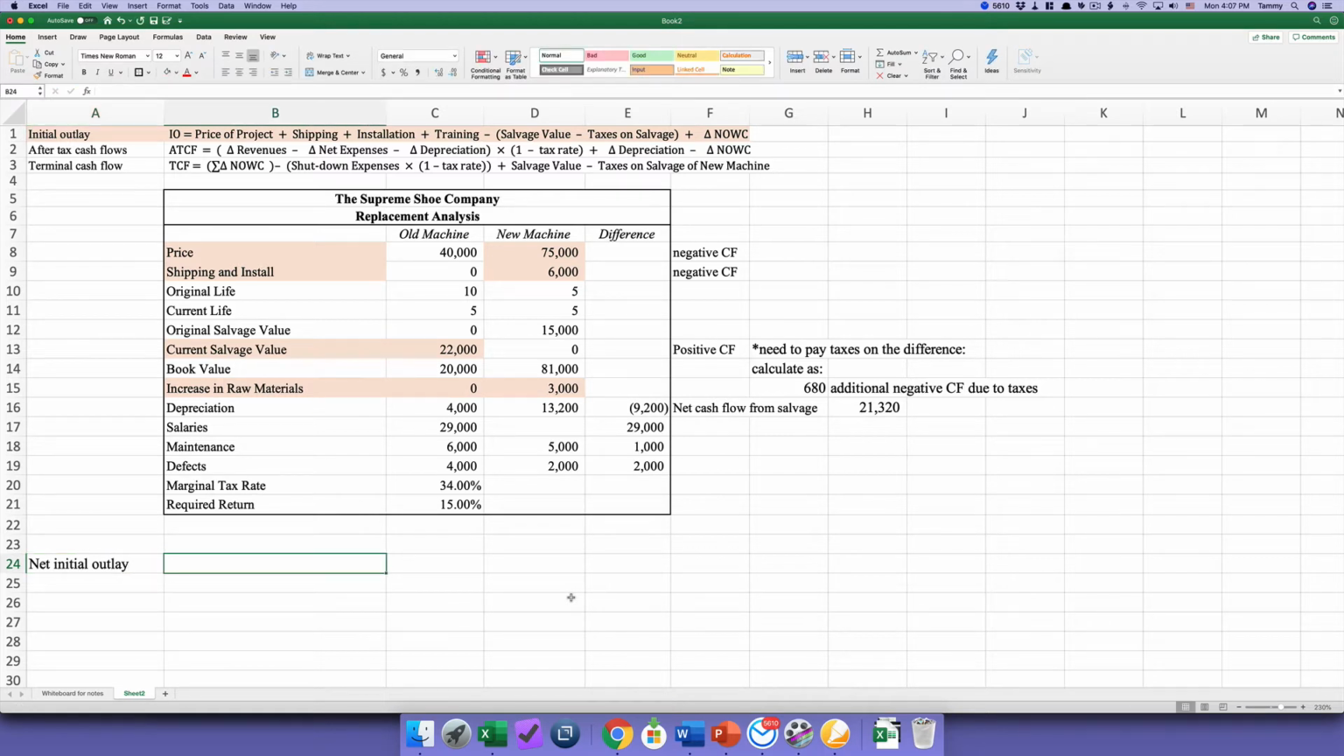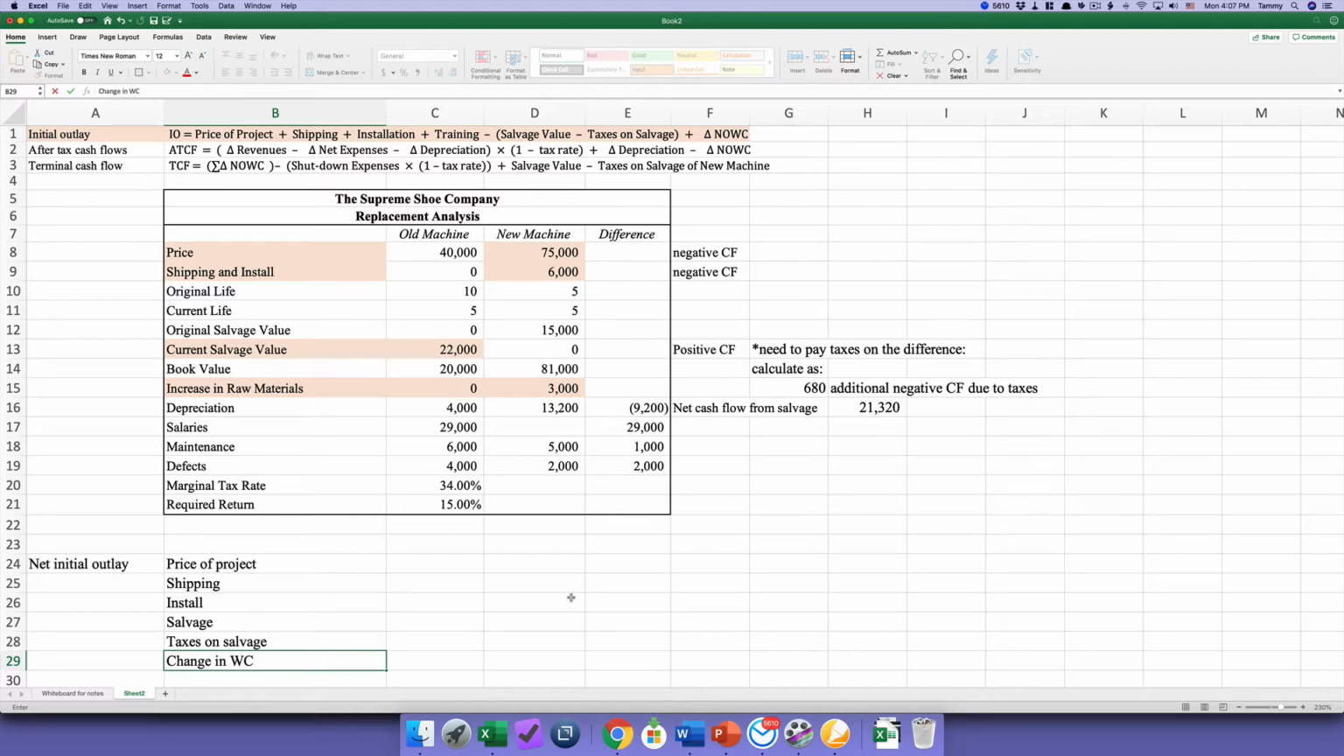Okay, let's make a whole lot of lines here. The price of the project, shipping, install, salvage, taxes on salvage, and change in working capital. Okay. So, price of the project here.